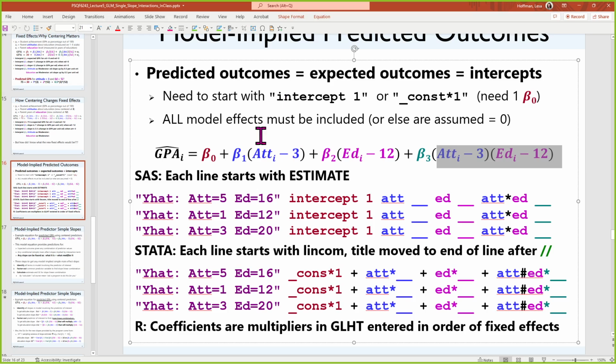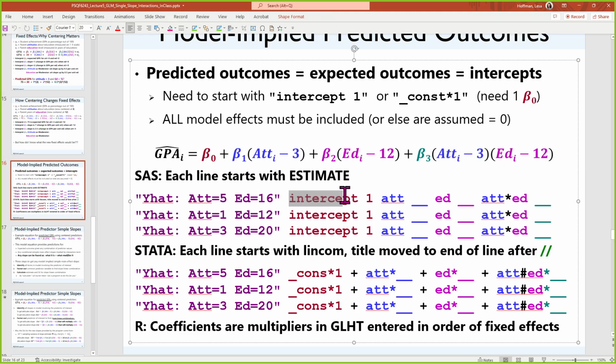So I've got SAS and Stata, and in R it would be the same idea, except the multipliers are just stacked into one little vector, not attached to their words. So it makes it a little bit trickier to fill in on the fly. But let's say I wanted to ask for a predicted outcome for somebody who has an attitude of 5 and an education of 16.